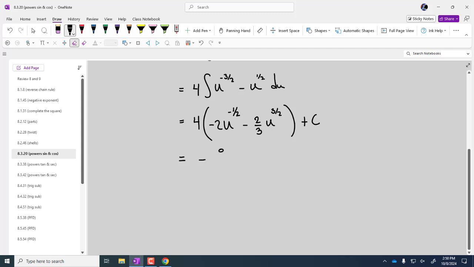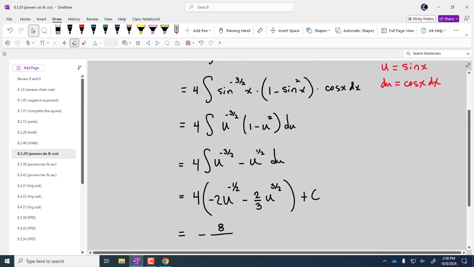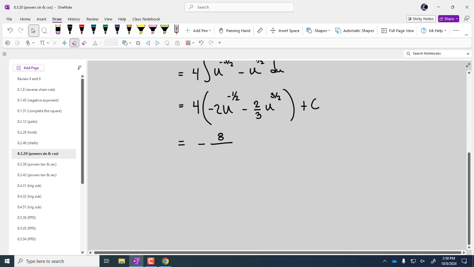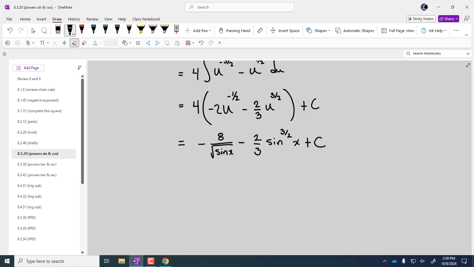So this is going to be negative 2 over the square root of u in the denominator. U is sine of x, so we're going to have the square root of sine x down here, minus 2/3 multiplied by sine raised to the 3 halves power plus c. There we go.